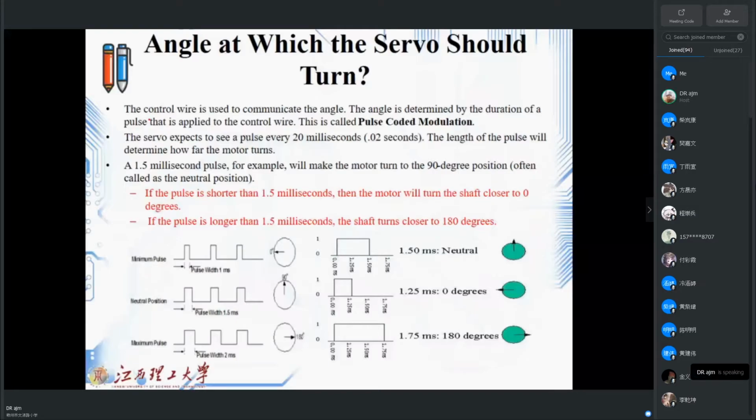Please note that if the pulse is shorter than 1.5 millisecond, then the motor will turn the shaft closer to 0 degree. And if the pulse is longer than 1.5, then the shaft will be closer to 180 degree. I show you some figure here, which is some standard form of the servo motor movement, that you can see here, the pulse width and movement of the shaft, how it will be and what should be the relation between the pulse on and 180-degree of servo motor.